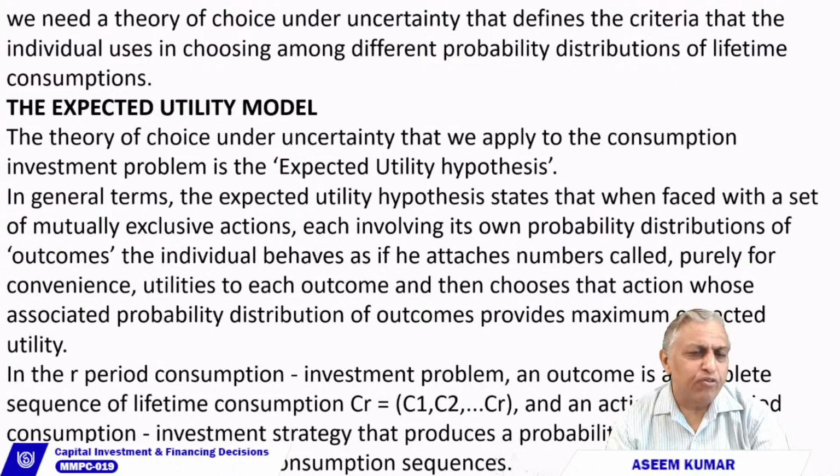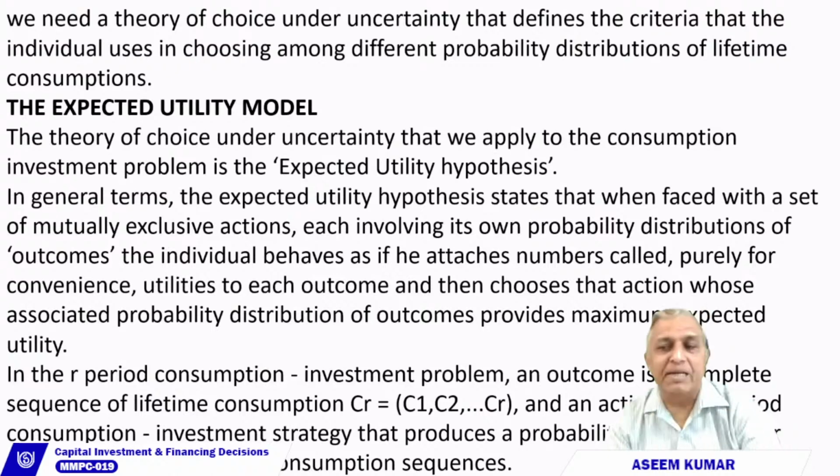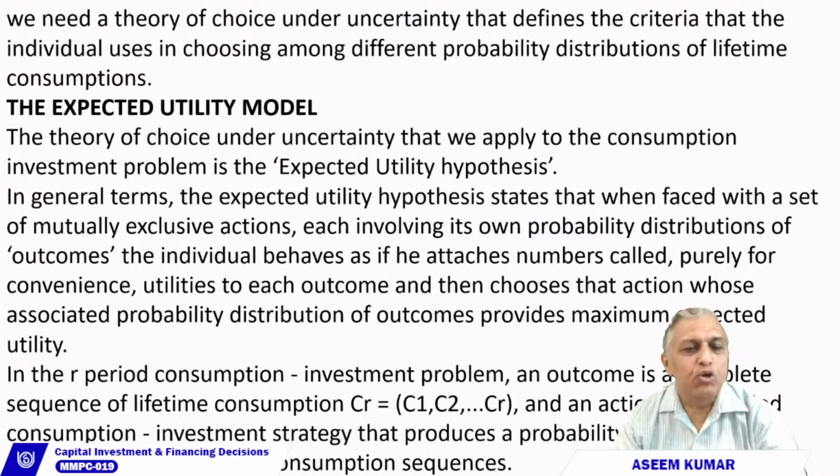For the theory of choice, therefore, we have to look at the expected utility model. The theory of choice under uncertainty that we apply to the consumption-investment problem is the expected utility hypothesis. In general terms, the expected utility hypothesis states that when faced with a set of mutually exclusive actions, each involving its own probability distribution of outcomes, the individual behaves as if he attaches numbers, called, purely for convenience, utility, to each outcome and then chooses that action whose associated probability distribution of outcomes provides maximum expected utility.